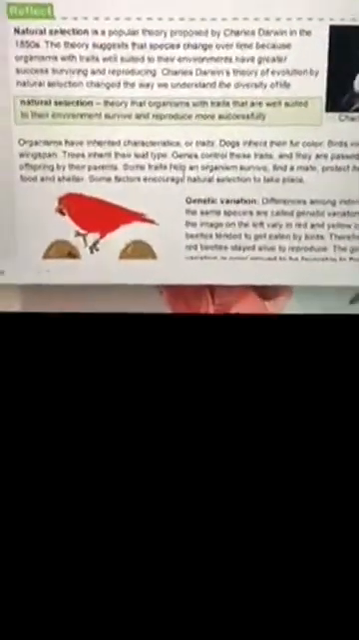So what is natural selection? Natural selection is a popular theory that was created by Charles Darwin in the 1850s. Okay, go a little bit deeper than that. Yes, Charles Darwin created it. What does the theory say?